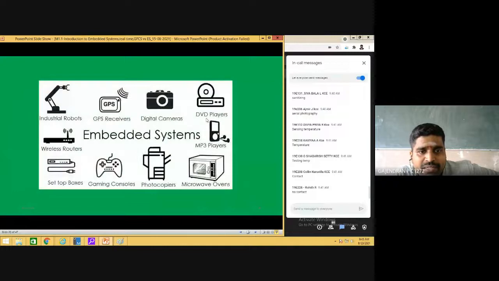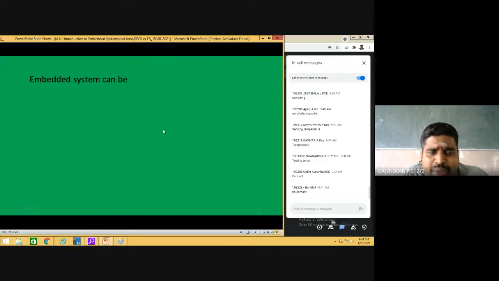Then likewise, you have plenty of applications in embedded systems: industrial robot, GPS receiver, digital camera, DVD player, wireless router, MP3 player, set-top box, gaming consoles, photocopiers, microwave ovens. Like that, you have plenty of applications. Plenty of applications means what? You have plenty of areas to work, plenty of areas to code, plenty of areas to appear for the interview.